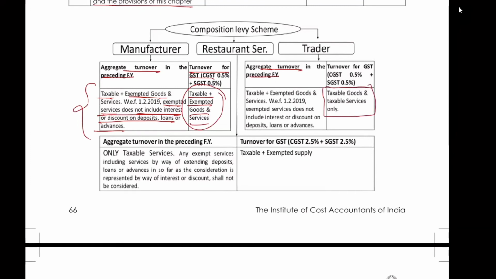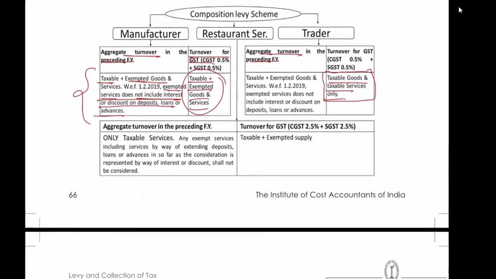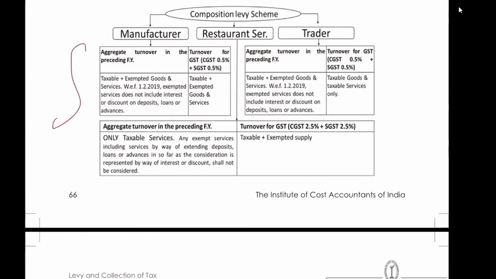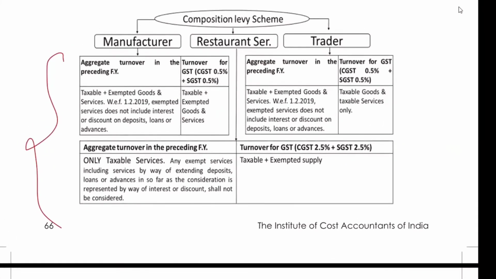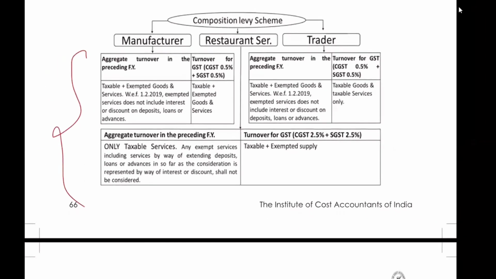Okay, so what is the difference between total turnover and taxable turnover? I repeat it again for Rekha. Total turnover includes the taxable as well as exempted goods and services, but taxable turnover only includes the taxable goods and services. See, aggregate turnover in the preceding year, only taxable service, and turnover for GST is taxable plus exempted service. So go through this very carefully. If you have any doubt in calculating what has to be added in what turnover, it will clear everything. Because it's given in our book so beautifully, that's why I have not included it in my notes. My notes are for your easier purpose, and if it is already done there.